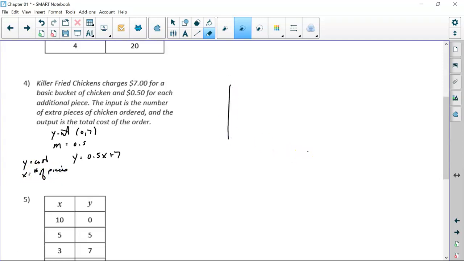So if we were to graph this, I'm going to put a break in the graph because it doesn't start until 7. And we have 8, 9. So we have our basic bucket. And then we'll look at how much we're adding for each additional piece. So we start at $7 with no additional pieces. $7.50 for 1 additional piece. We're at 8, and then $8.50, and then 9.